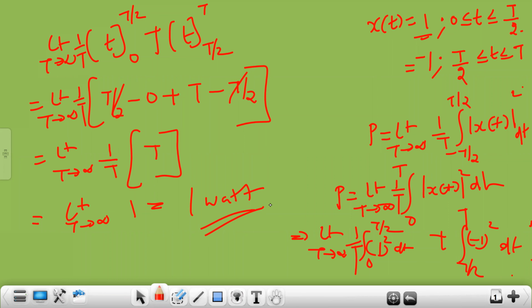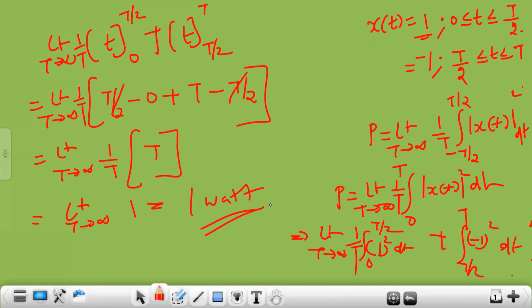That will be your answer. So here the answer is 1 watt. Don't go for joule because you are asked to find the average power of the signal. Clear? Can I move to the next problem?